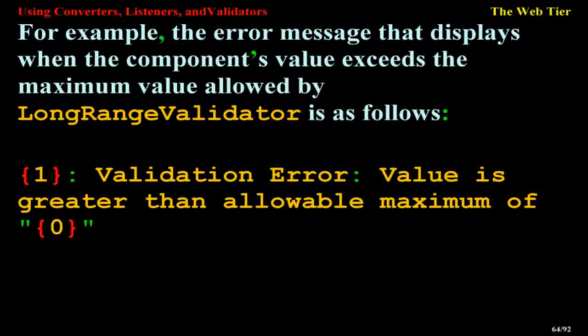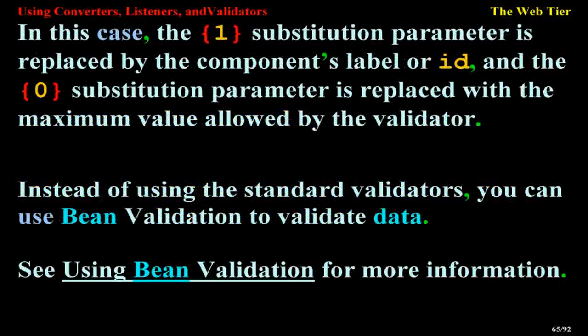Value is greater than allowable maximum of {0}. In this case, the {1} substitution parameter is replaced by the component's label or id, and the {0} substitution parameter is replaced with the maximum value allowed by the validator. Instead of using the standard validators, you can use bean validation to validate data. See Using Bean Validation for more information.